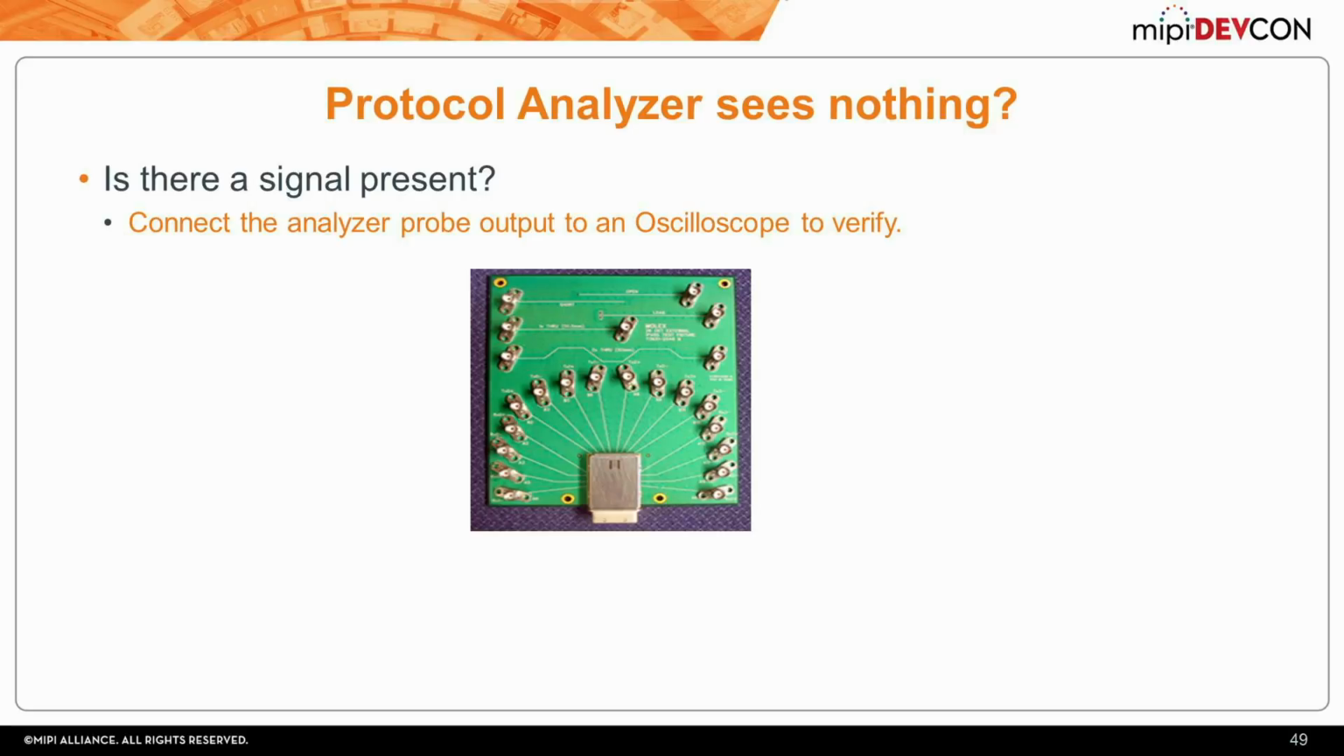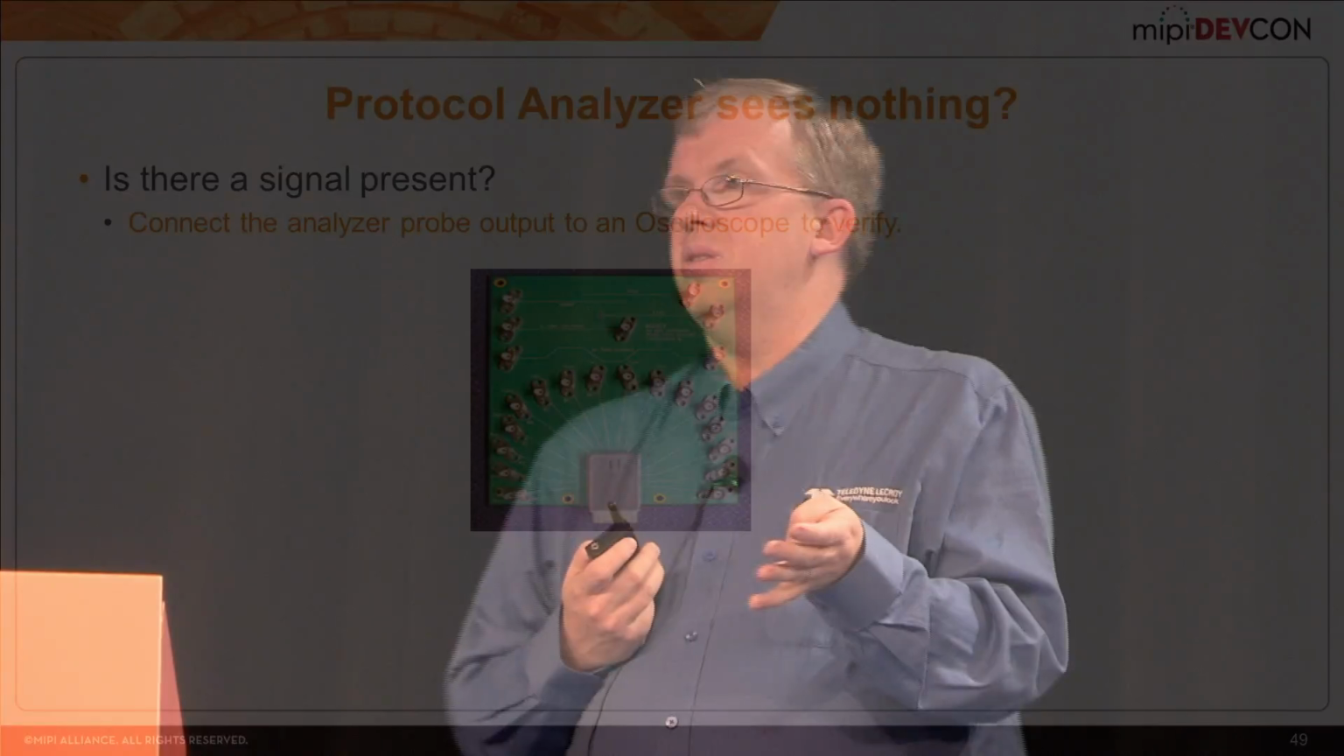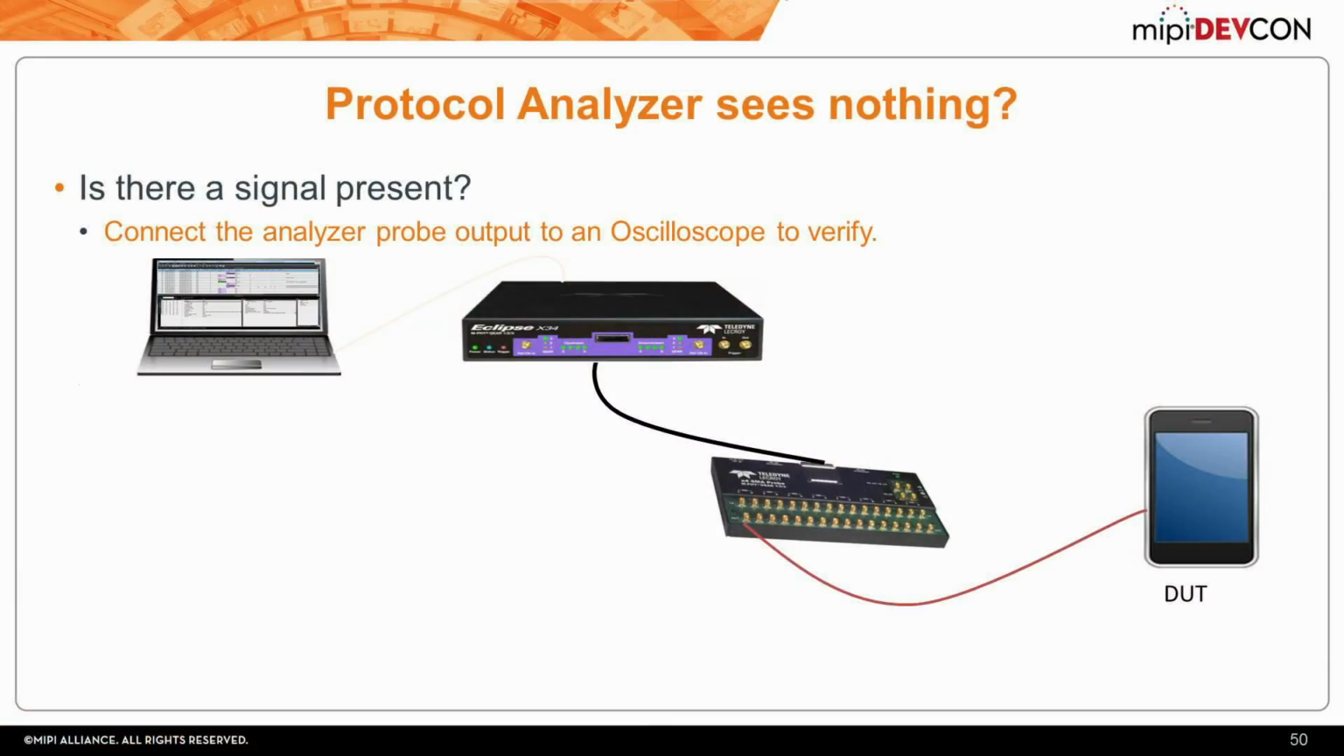Is there actually a signal present? So you connect up a protocol analyzer, you think the thing's working. Is there actually a signal going between the two devices? So what you can do is use a scope to figure out, is there something there? This is something that is, particularly for M-PHY, because it is embedded, we don't know what the signal is. It's not a connector that has a standard pinout. So potentially you plug in your analyzer like this, you connect up to the DUT and you see nothing.